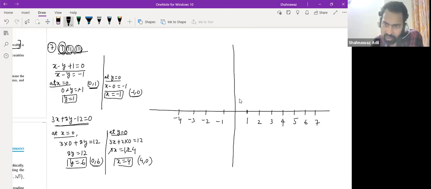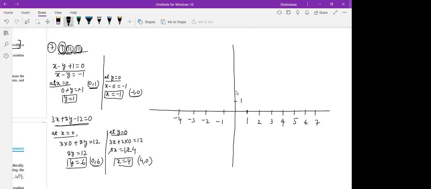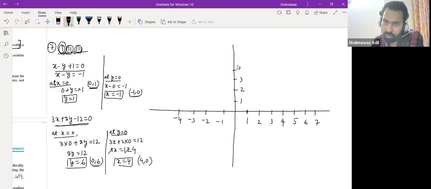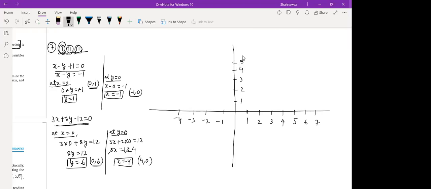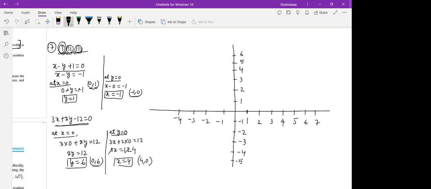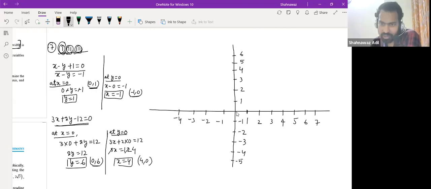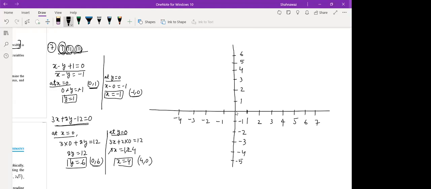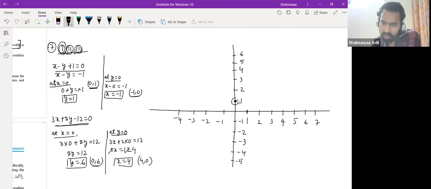Let us submit it. And then this is 1, this is 2, this is 3, 4, and in here we also have minus 3, minus 4, and minus 5. Right. So first point is what? 0, 1. So 0 is this point, right? And 0, 1 is this point. So this is the first point that I have.